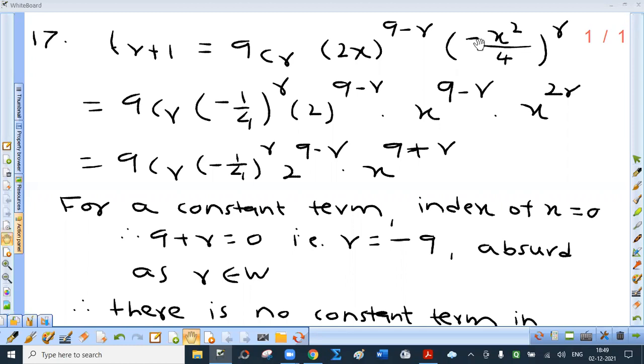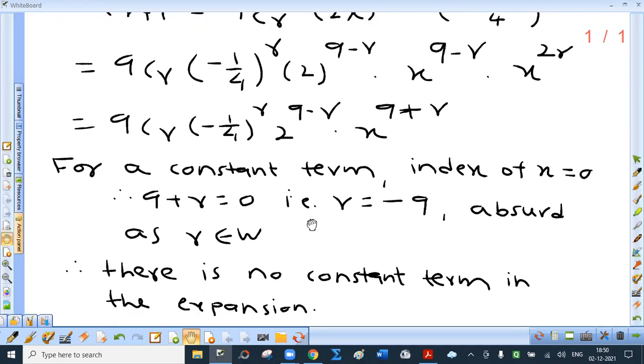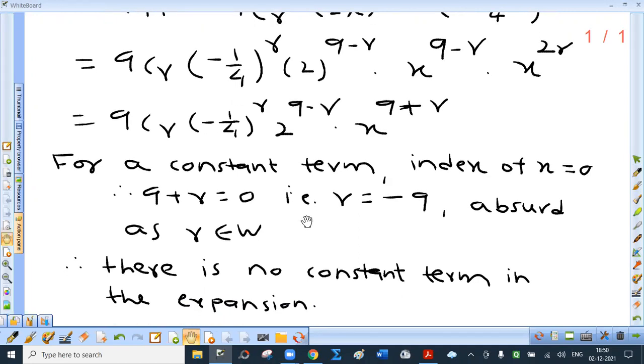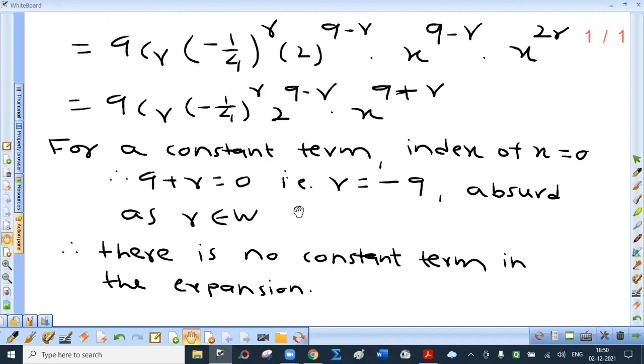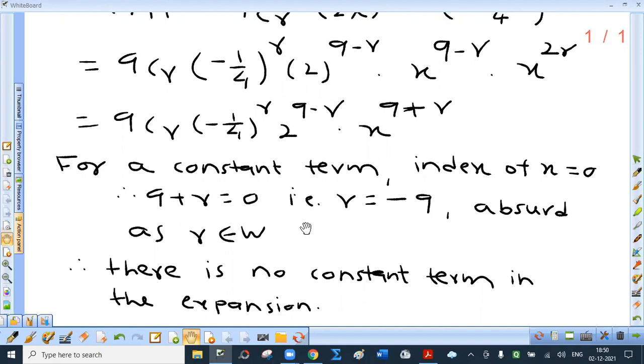You may ask, what about this negative sign? I have already written minus 1 by 4 raised to r. So, as per laws of indices, it is x raised to 9 minus r plus 2r, so 9 plus r. Now, for a constant term, the index of x must be 0. Equate 9 plus r with 0. That gives me r equal to minus 9, which is absurd, as r has to be a whole number. It can be 0, 1, 2, 3, 4, etc. So the conclusion is there is no constant term in the expansion of (2x minus x square upon 4) raised to 9.